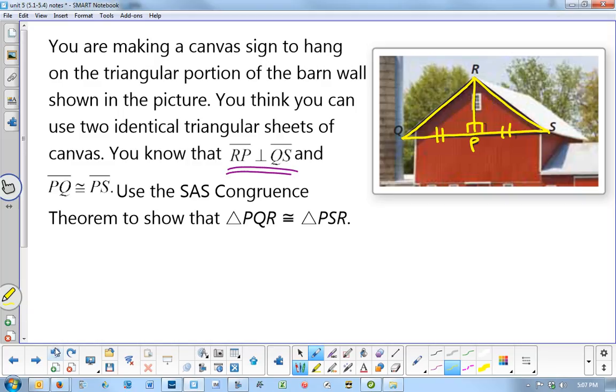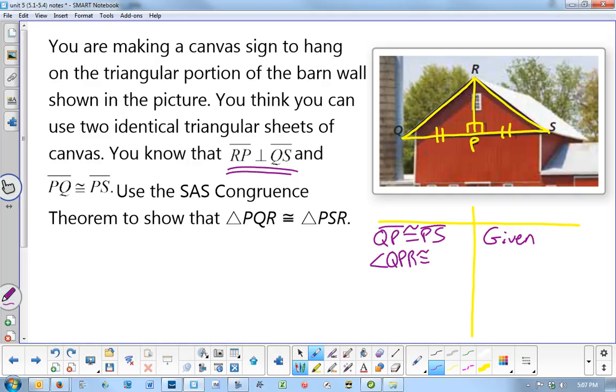They sure look congruent. Let's do this as a proof here. We know that QP is congruent to PS. That's given. That's in that information. We know that angle QPR is congruent to angle SPR. How do we know that? Well, because they're right angles, and right angles are congruent.